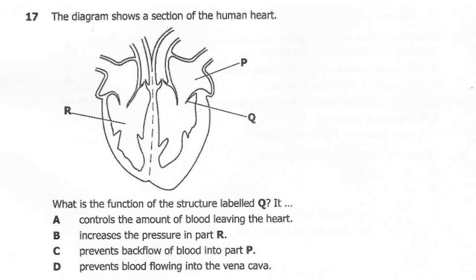Question 17. The diagram shows a section of the human heart. What is the function of the structure, the body Q? A, controls the amount of blood leaving the heart. B, increases the pressure in part R. C, prevents backflow of blood into part P. D, prevents blood flowing into the vena cava. What's your answer, chat? You can drop it in the comment section.